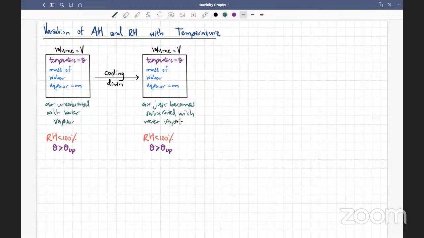And what about RH at this time, people? Tell me. What can you say about RH at this time? RH will become equal to 100, isn't it? That's when RH becomes equal to 100. And what can you say about temperature, people? That's when the temperature, in fact, becomes equal to dew point. Good. That's when temperature becomes equal to dew point.